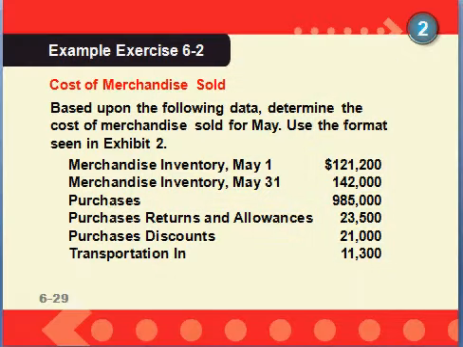And now we're going to take a look at example exercise 6-2, and this is on page 257 in your book. And it says, based on this data, determine the cost of merchandise sold for May, and it says use the format shown in the exhibit. So let's take a look at our exhibit. Well, we're going to start that exhibit with our merchandise inventory on May 1st, and then we'll add our purchases, less the returns and allowances, less discounts, plus the freight in. That'll give us our merchandise available for sale, and then subtract the merchandise inventory at May 31st, $142,000.